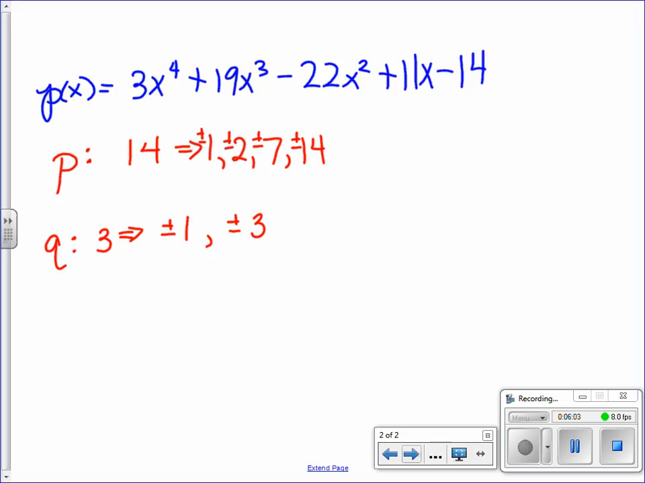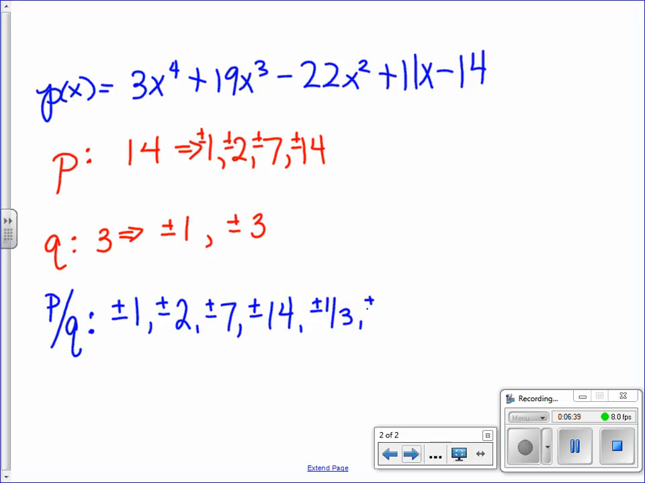So, these are not the possible rational roots. The possible rational roots are P over Q. I just make a list. All of these over the first one, which is going to be easy because it's over 1. So is that really even considered a fraction? No, not by normal people. So 1, 2, 7, and 14. And then all of those over 3.